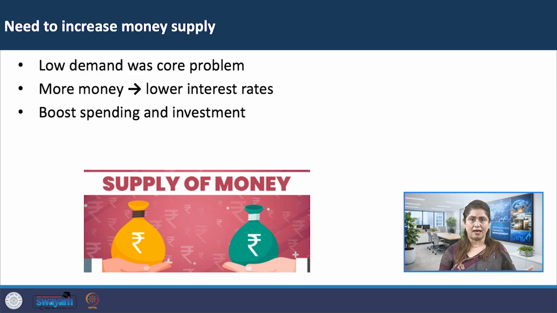Increasing the money supply helps revive the economy. By making more money available in the system, it lowers interest rates and encourages borrowing, and finally boosts spending and investment activities.